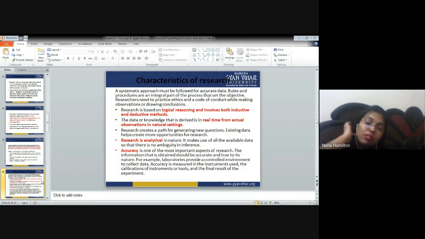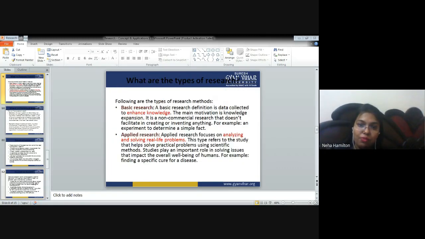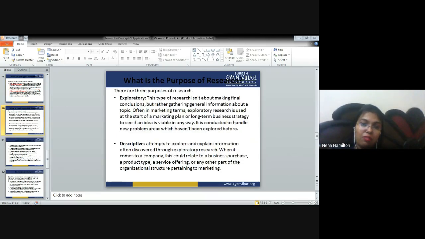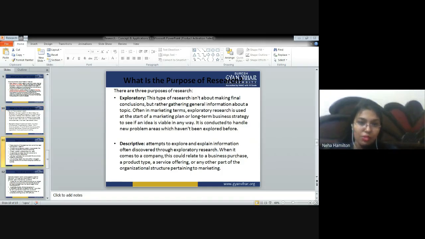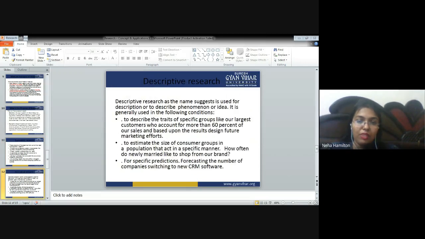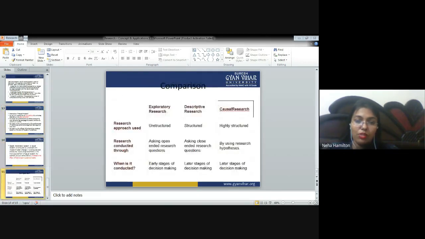Characteristics of research. We have studied what the characteristics are, what the objectives are, or what the basic motives of research are. Then we have studied the types of research. When I talk about types of research, there are only two types: basic research and applied research. I'm giving you examples also. Then we have understood the basic purpose of research. When I talk about the basic purpose of research, we have exploratory, descriptive, and causal research.